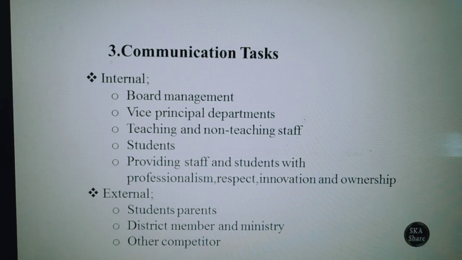And beside that, a school principal needs to have good communication in order to find out about competitors, because seeing others is also one of the most important ways to improve school management and services. All right, so that is about the school principal function.